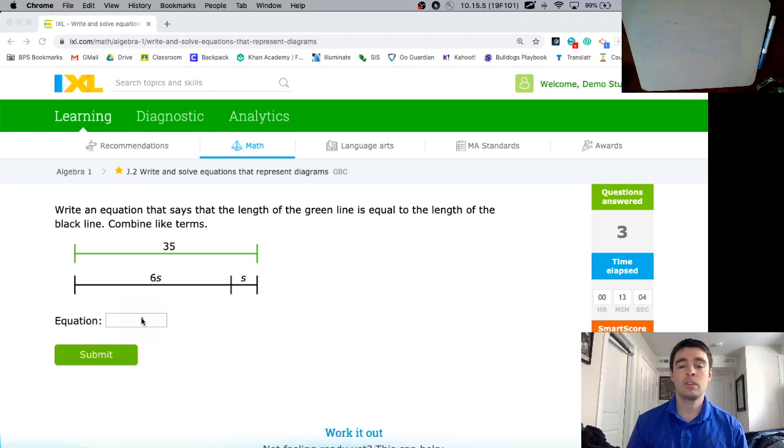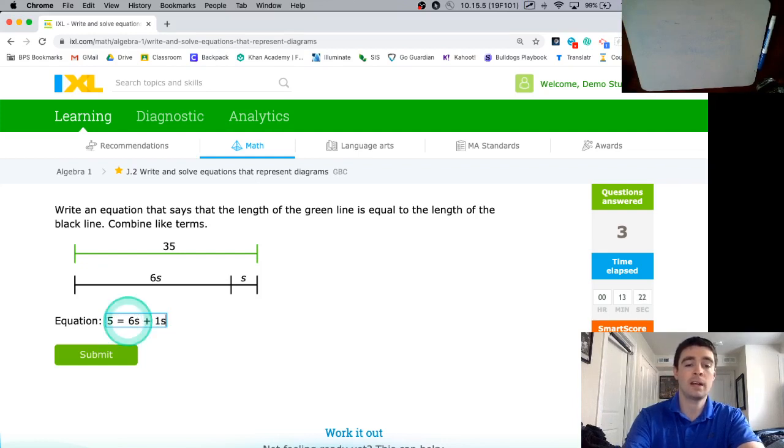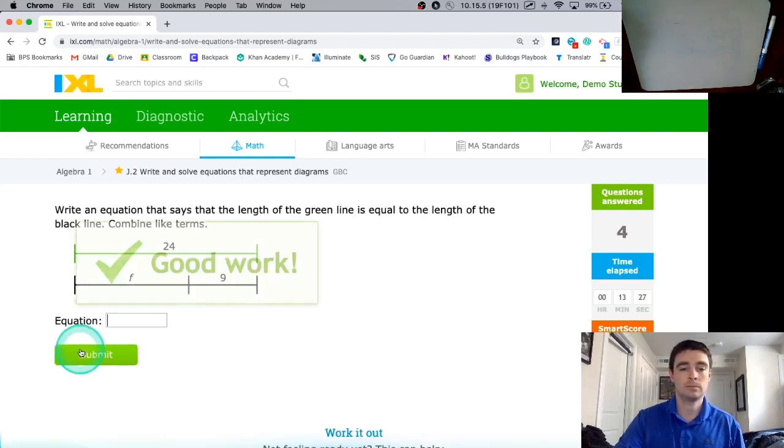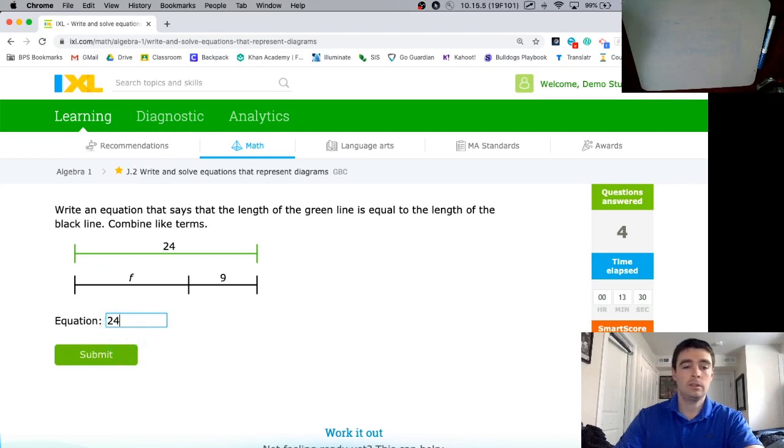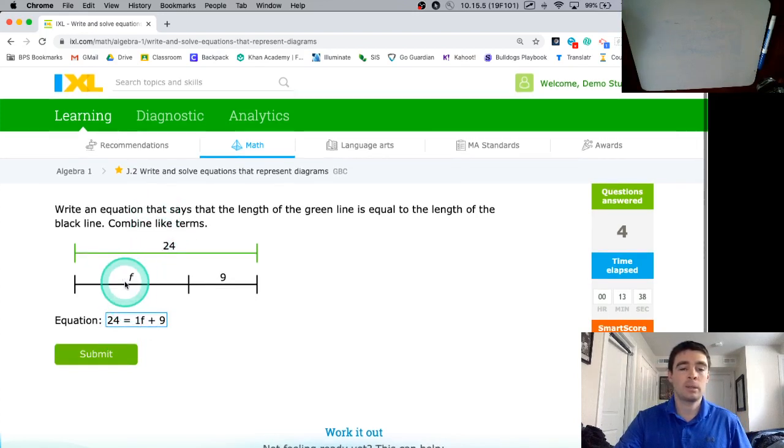I'm going to fire through a few of these very quickly just to show you answers. I think that they ask you to solve a couple of these equations, so I do want to show you that. So I'm going to plug in some answers pretty quickly here. Hopefully you can see where they're coming from. This one, 35 plus 6 equals 6s plus 1s, but I need to combine those, and it would give me 7s. Here, 24 equals f plus 9, or 1f plus 9, and combining like terms doesn't come into play because f and 9 can't be combined. They're not like terms.